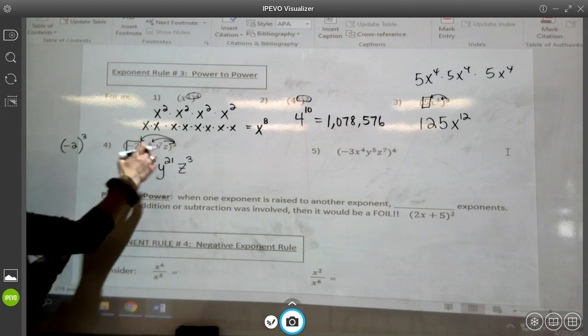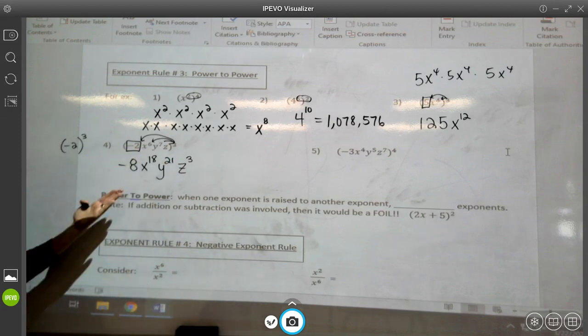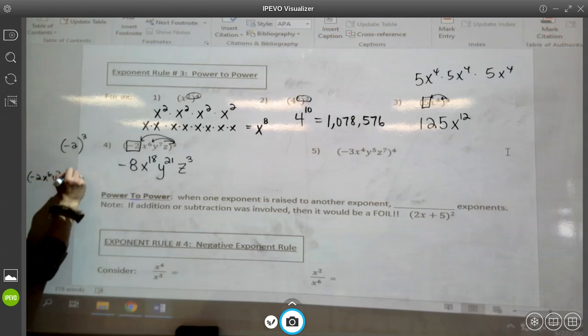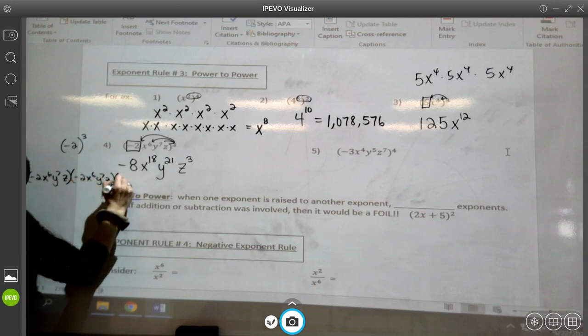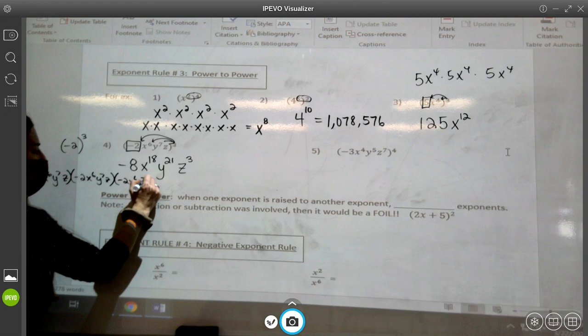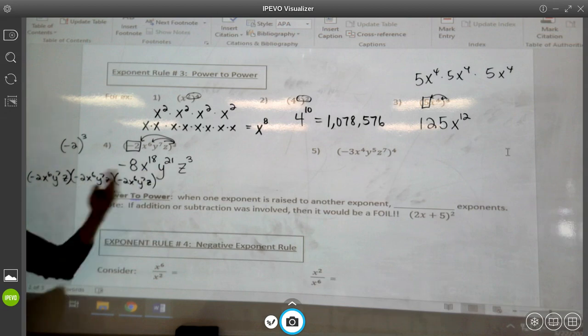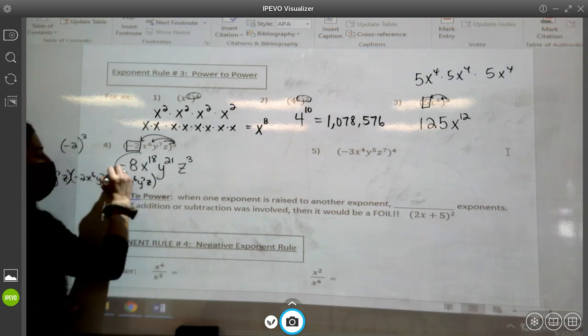All right, but again, if you get there and you're like, damn it, what did she say to do? Then guys, just write it 3 times. Do -2, x to the 6th, y to the 7th, z, times itself 3 times. And then you can just multiply your -2's, add your exponents, and you will get the exact same answer. So if you're in a jam, sometimes it helps to expand this.